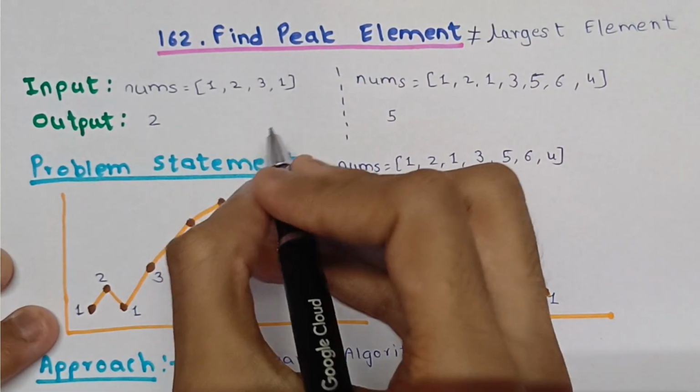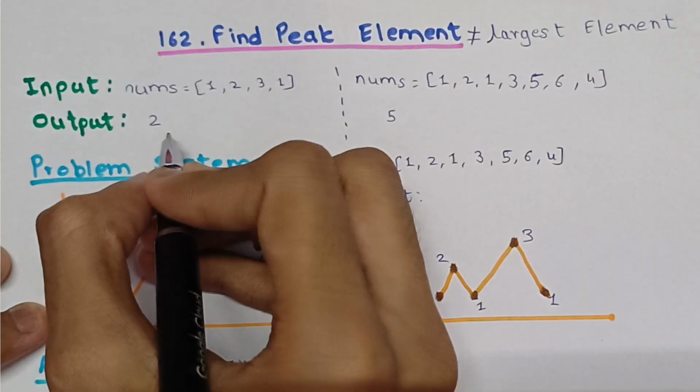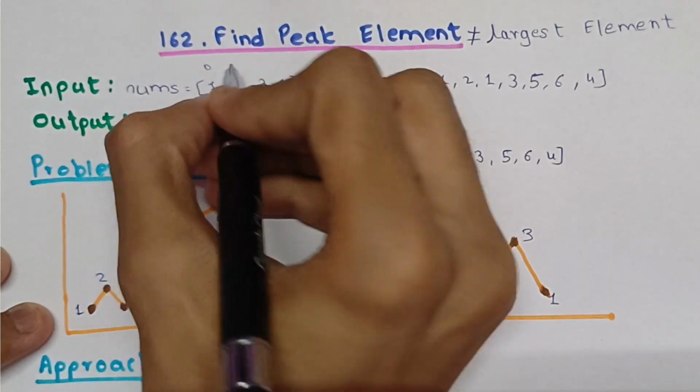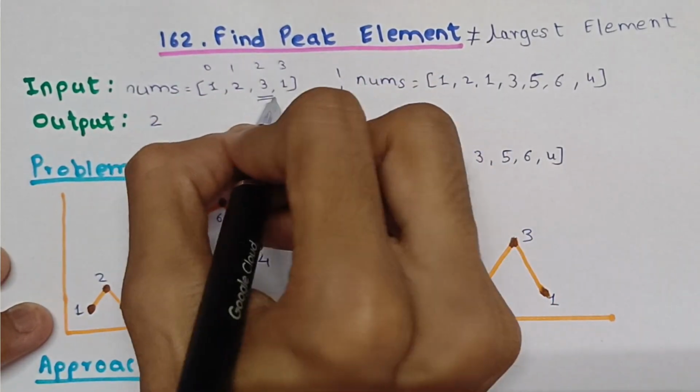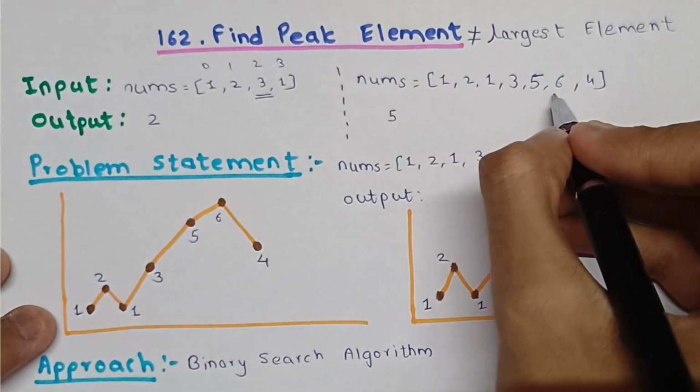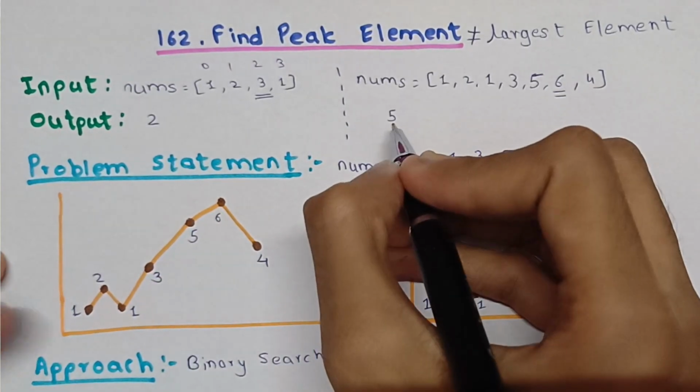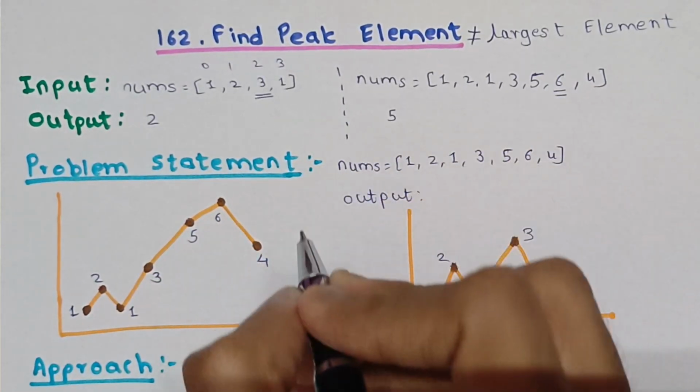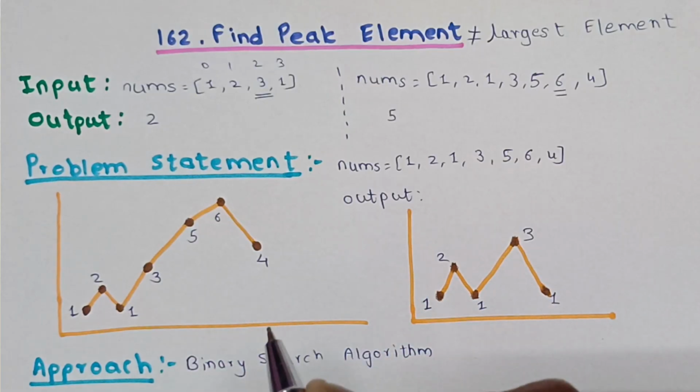So here the input is nums and the output is 2. Here, with indices 0 1 2 3, 3 is the peak element, so the output is 2. And here 6 is the peak element, so the output is its index, which is 5. I will tell you the problem statement.